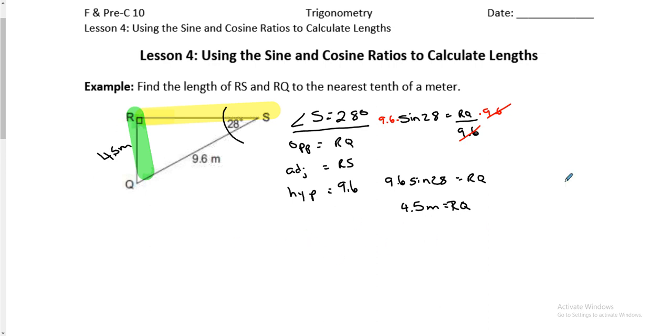Now that we've done that, we can do our cosine. So cos 28 is equal to our adjacent RS over our hypotenuse 9.6. The same process will follow here.